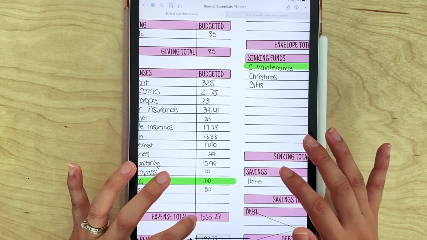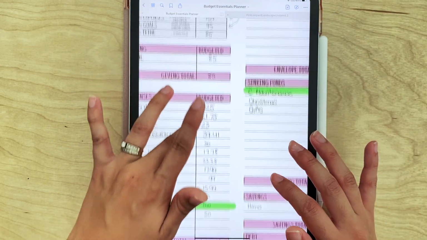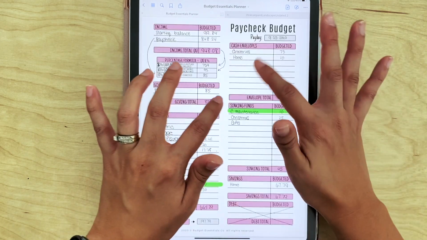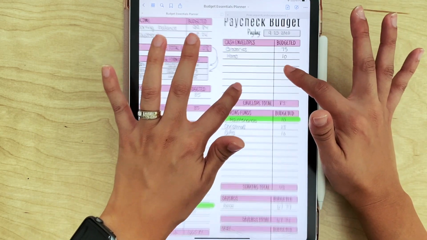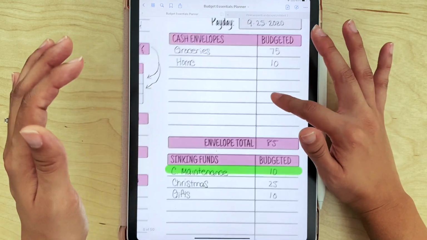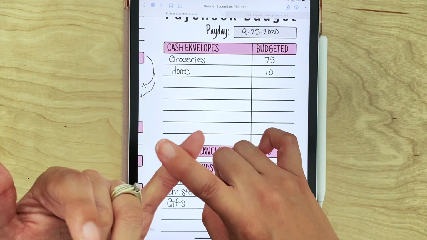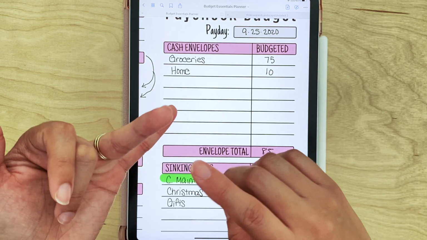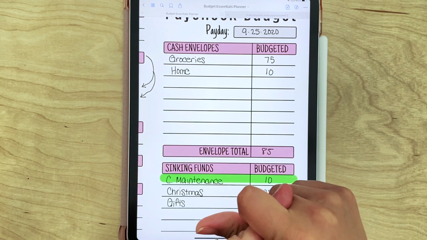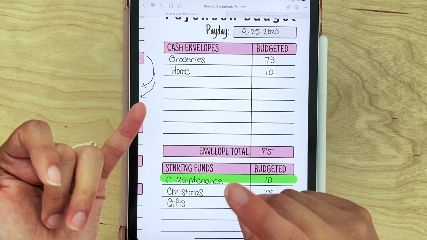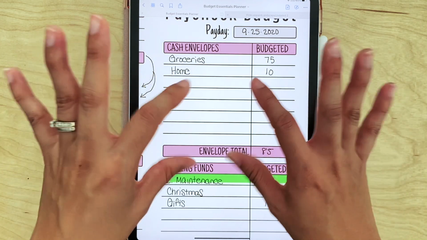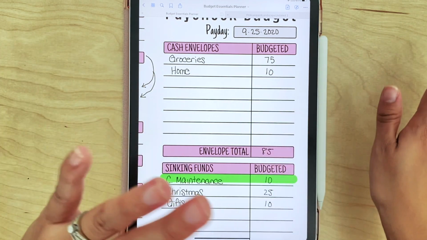So we have $665 that we allocated for all of our expenses. So we are still below that $759 to work with our regular cash envelopes. And we really don't need to buy a whole lot of things. We already got our pet food covered, so we don't need to put anything for pet. We do have to buy some home products like paper towels and toilet paper and things like that. So having $10 set aside for that.